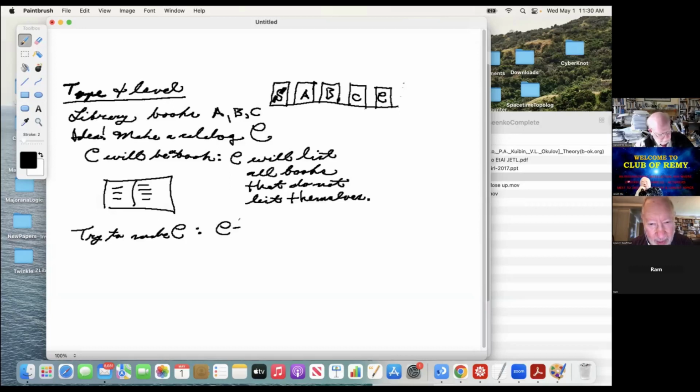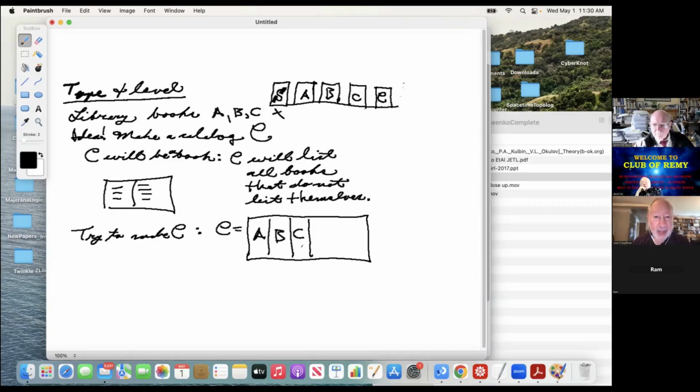So I say C, and what will it be? Well, I'll have to put what's in here, what I could put in here. It turns out that I can't list this one because it lists itself. But A, B, and C are okay, so I can put them in. Their names, of course, the names of them. And then C is a book.